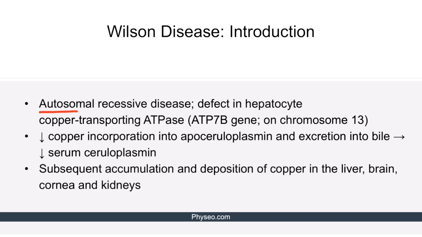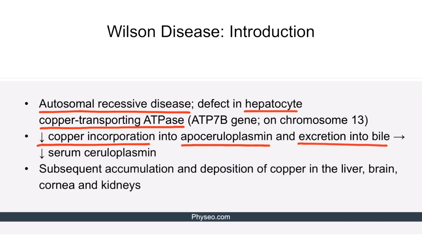Wilson disease is an autosomal recessive disease in which there is a defective hepatocyte copper transporting ATPase. The particular gene affected by the mutations is called ATP7B and located on chromosome 13. This defect leads to decreased copper incorporation into apoceruloplasmin and excretion into bile, which eventually leads to decreased serum ceruloplasmin levels. Subsequently, copper accumulates and deposits in the liver, brain, cornea, and kidneys.